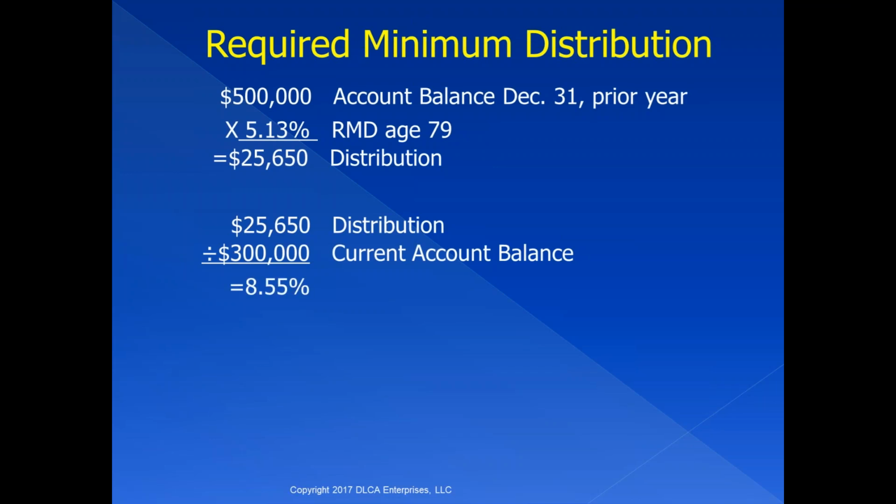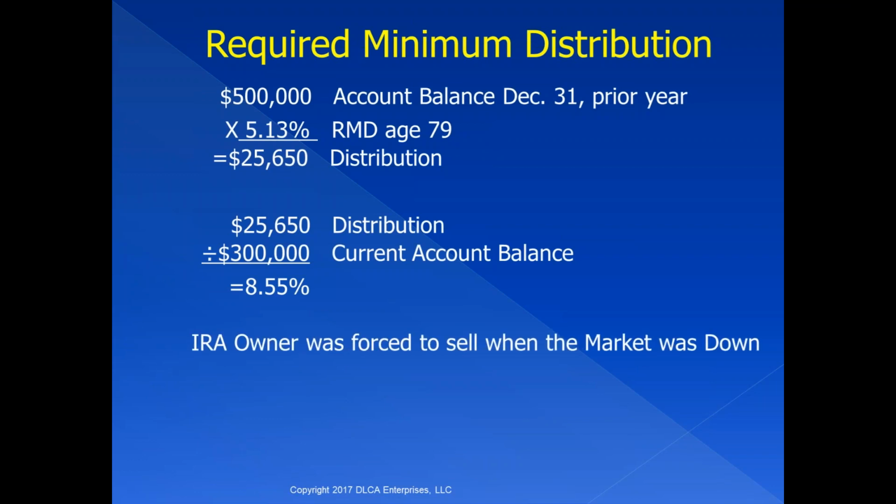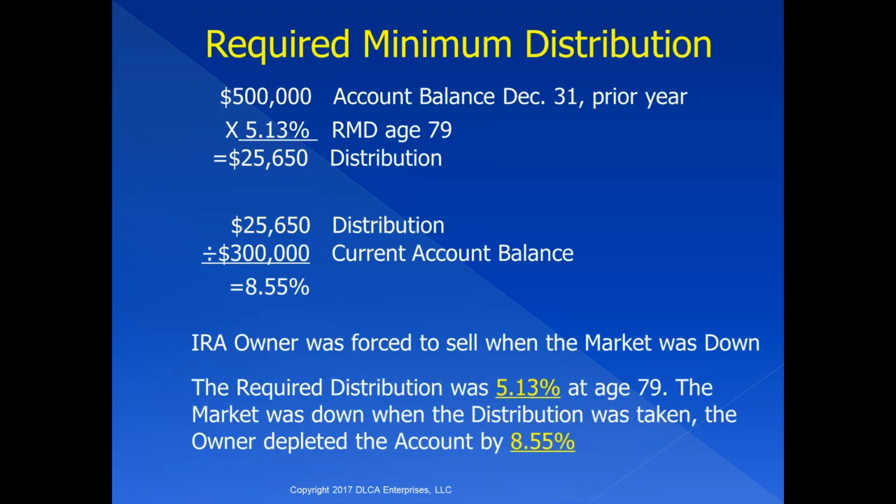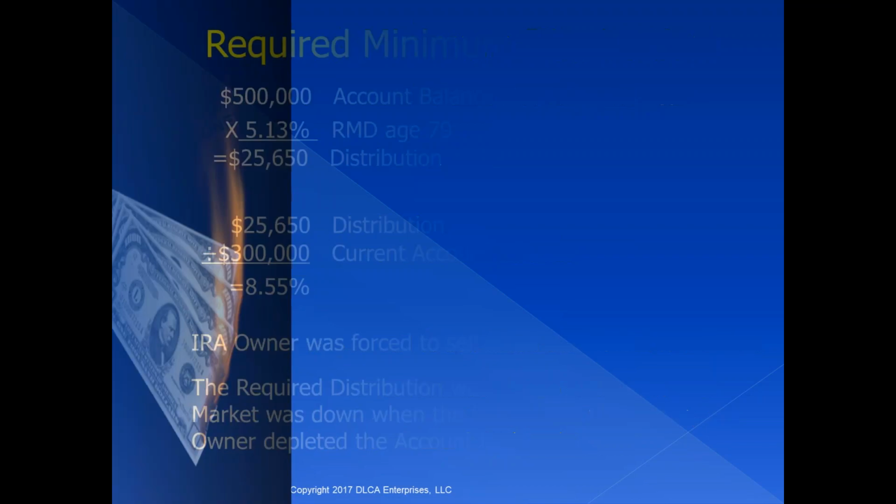And instead of taking out 5.13%, they're actually taking out over 8.5%. So the bottom line is this: the IRA owner was forced to sell securities when the market was down because required minimum distributions aren't optional. The required distribution in this case should have been 5.13% of the account, but because the account dropped, they actually depleted that account by over 8.5%. It's not a good scenario. A couple of years in a row like that, and you can see they're going to outlive their money.